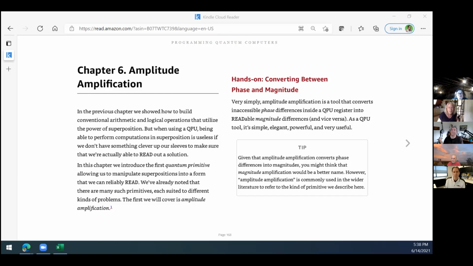So, very simply, amplitude amplification is a tool that converts inaccessible phase differences inside a QPU into readable magnitudes. So the phase information is not accessible as phase information, but when it's converted to magnitudes, those magnitudes are readable. Does that make sense? That makes sense, but why are we concerned about phase difference?